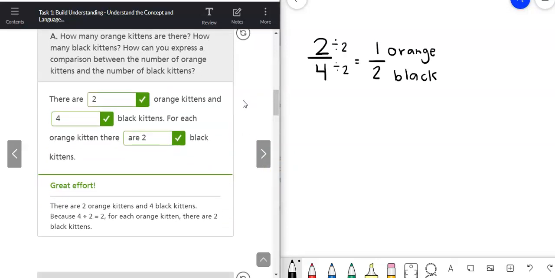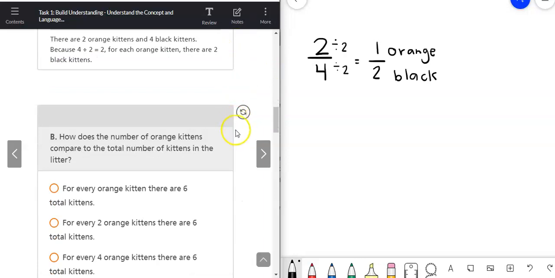If you don't know how to do it yet, don't freak out. We're about to get it done down here. We're about to do some more problems.